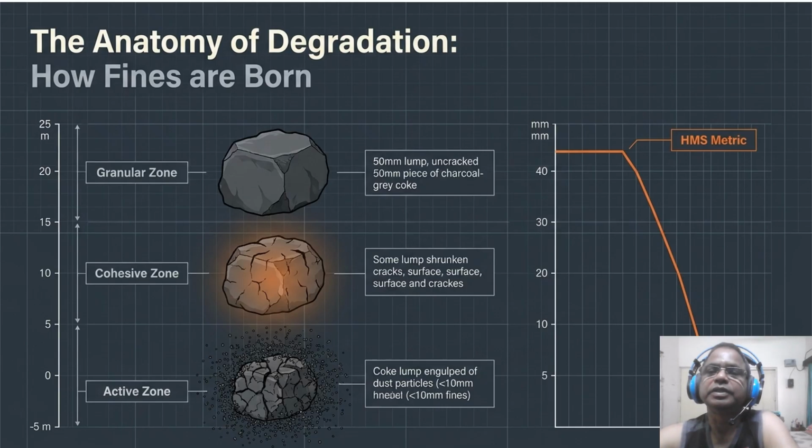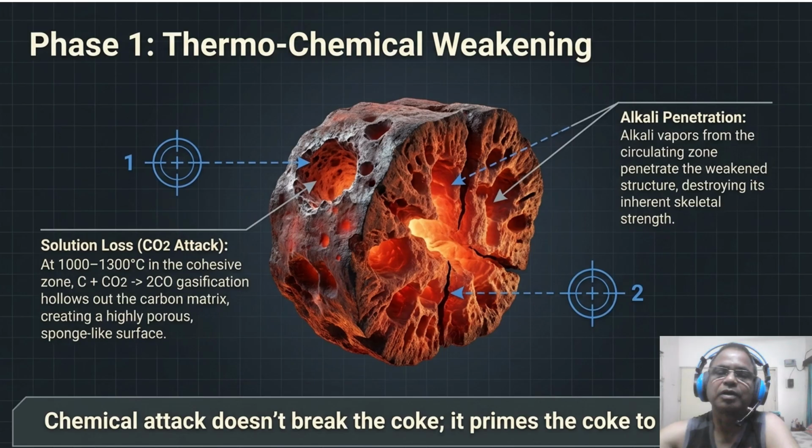The so what is that your coke must be engineered to survive this journey. If it degrades too early in the stack, your HMS crashes before the gas can even finish its work. This degradation happens in two distinct phases, starting with chemical attack. Phase 1 is about chemical attack, which doesn't break the coke. It primes the coke to be broken into the porous, glowing coke.